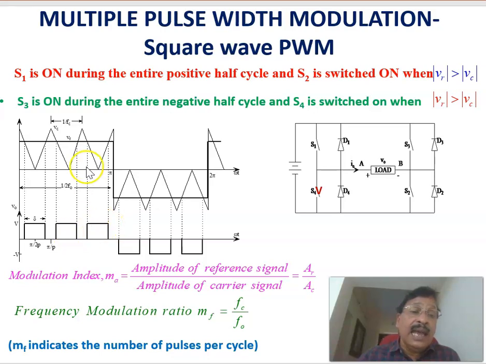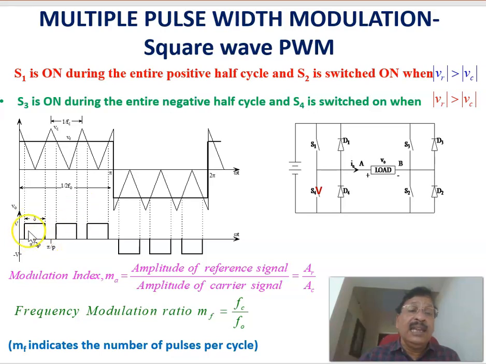Normally the carrier signal magnitude does not change, but you can change the magnitude of the reference signal so that this level can be either increased or decreased, so that the pulse width of this pulse can be changed here. And the number of pulses available in the half cycle depends upon the number of cycles of this carrier, VC, which will decide the number of pulses in each half cycle.